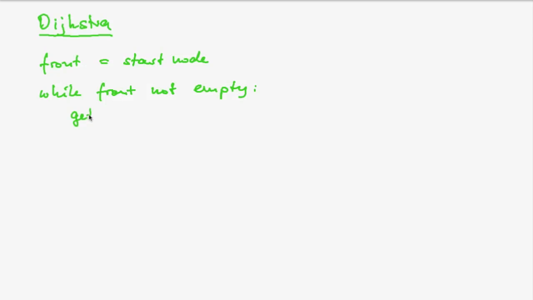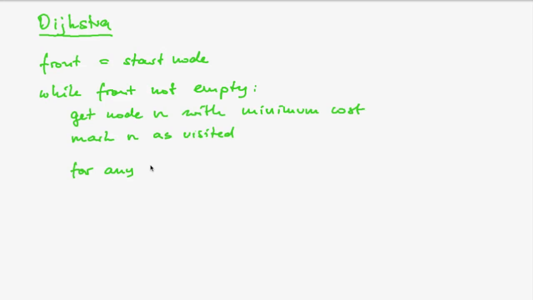We get the node n with minimum cost, where get means we pick the node in front and then we delete it from the front, and then we put it into our visited set. So we say mark the node n as visited. And now, as you remember, I have to update all the direct neighbors of n. So inside this while loop, there's a for loop for any direct neighbor m of n. So any direct neighbor of the node n which we picked.